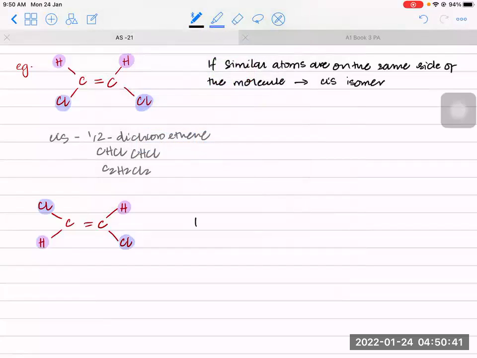So if similar atoms are on opposite sides, it is the trans isomer.